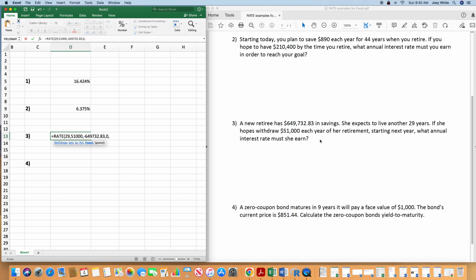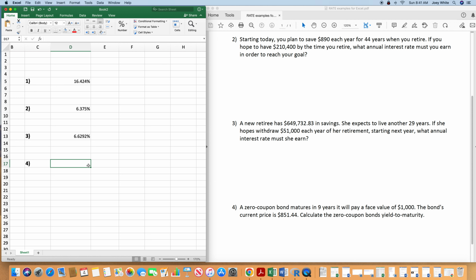The type, because the first withdrawal happens a year from today, that means it's an ordinary annuity, so we'll put 0 for type. And the guess, once again, we're going to divide the payment by, in this case, the present value. So 51,000 divided by 649,732.83. We'll close that, parentheses, and we can see that the retiree will need 6.6292%. She'll need to earn a 6.63% interest rate each year in order to have this kind of retirement, right?